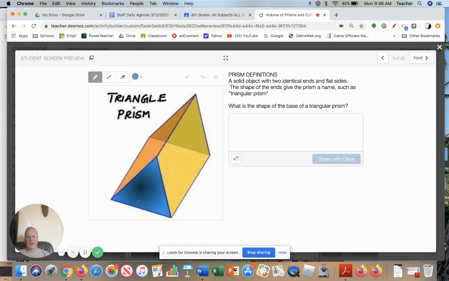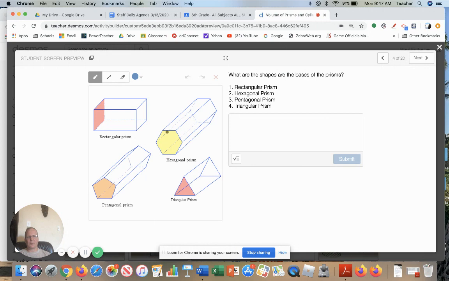Okay, this is called a triangular prism. Okay, a prism is a solid object with two identical ends and flat sides. So the ends are triangles and we have flat sides, so that is called a triangular prism. What is the shape of the base of a triangular prism? A triangle. Okay, now these are rectangular prism, hexagonal prism, pentagonal prism, and triangular prism.